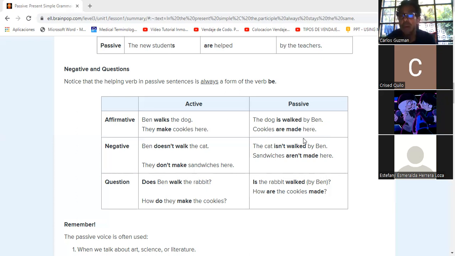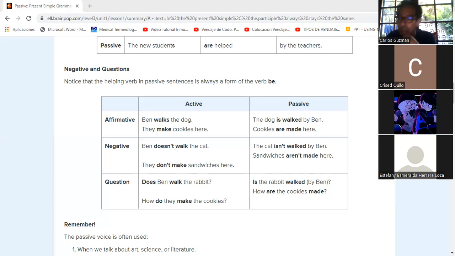So you guys see how in the passive voice we are using the present simple of the verb to be, right? Is, are, am, right? And in a negative, we just use the not, right? Ben doesn't walk the cat. That's an active because Ben is doing the action, right? Ben doesn't walk the cat. The cat is not walked by Ben, right? The cat isn't walked by Ben.